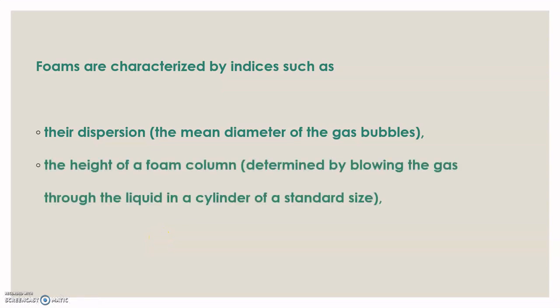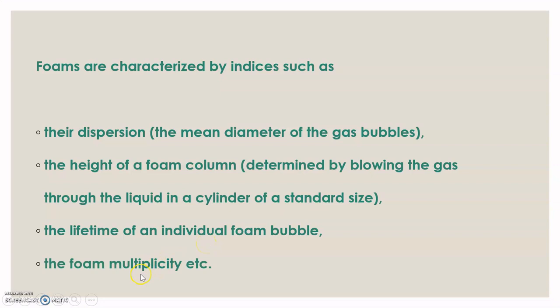The second index is the height of a foam column, and this is determined by blowing the gas through the liquid in a cylinder of a standard size. Third is the lifetime of an individual foam bubble. And the last one is called the foam multiplicity.